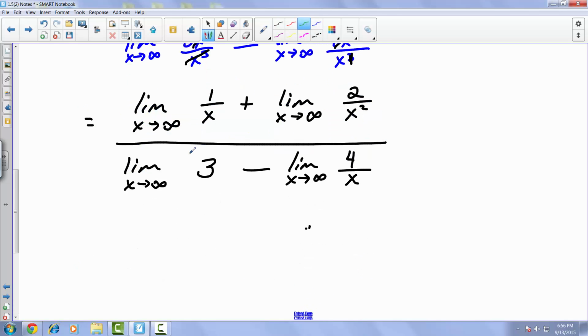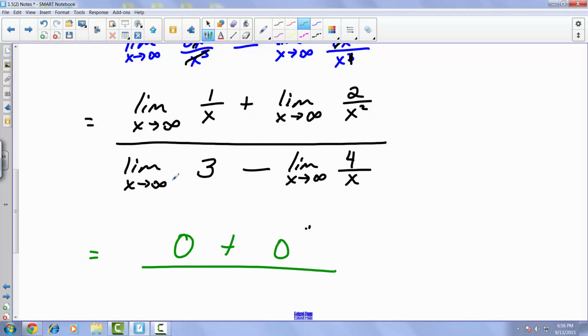Now, when we think about these a little bit more conceptually with our limits, if you were to throw infinity into this, you'd end up with 1 over infinity, and that's going to be pretty small. In fact, that's going to be pretty much approaching that limit of 0. For this guy, it's pretty much the same thing. You have 2 over something that's really large. Squared makes it even larger. So something really small over something really large is going to approach 0 as well.